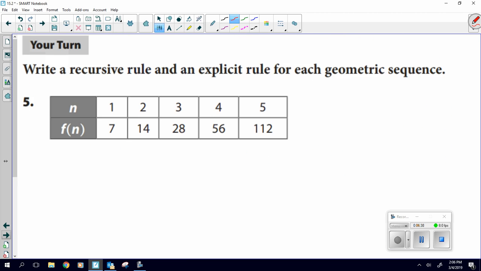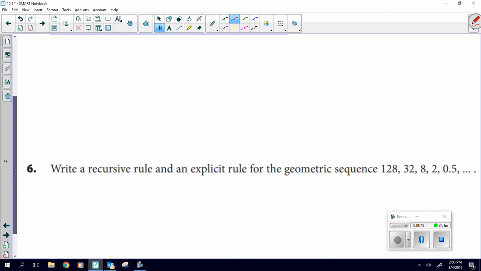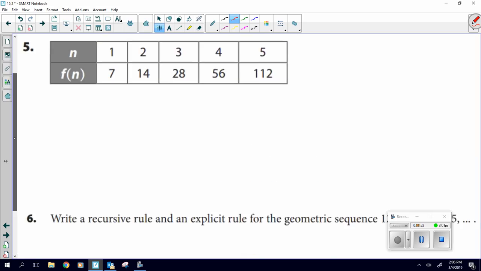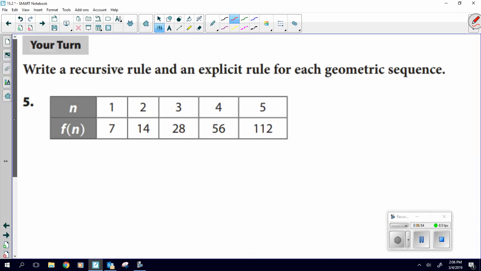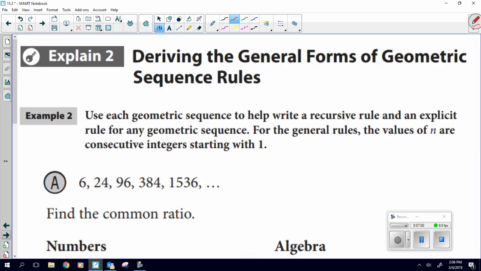All right, this is your turn, so I want you to write a recursive rule and an explicit rule. I kind of like to start with the explicit rule, but that's okay. Either way, it does not matter. And remember to do this down here. So you got 5 and 6 to do. Okay, so I'll leave this here for a second. I'll move it down. Remember to pause the video while you're doing this. Excellent. Okay, moving on.